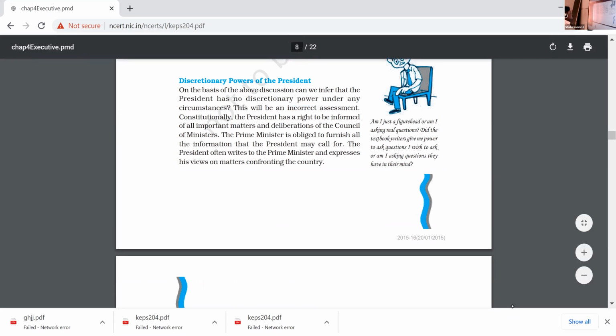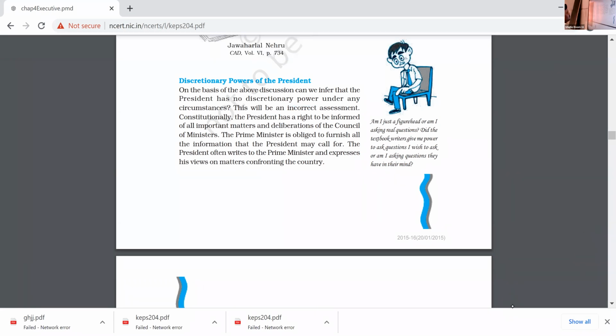Next one, discretionary powers of the president. Okay, discretionary powers of the president. So sometimes the president can take a decision as per his own attitude or his own mentality. Clear? Sometimes, in some special cases, he doesn't want to listen to the Council of Ministers. On what condition or what circumstances can he use discretionary powers? You can observe here, on the basis of the above discussion, can we infer that the president has no discretionary powers under any circumstances?